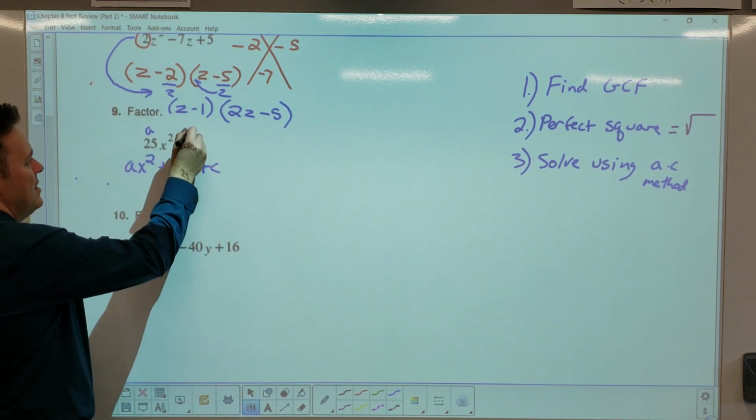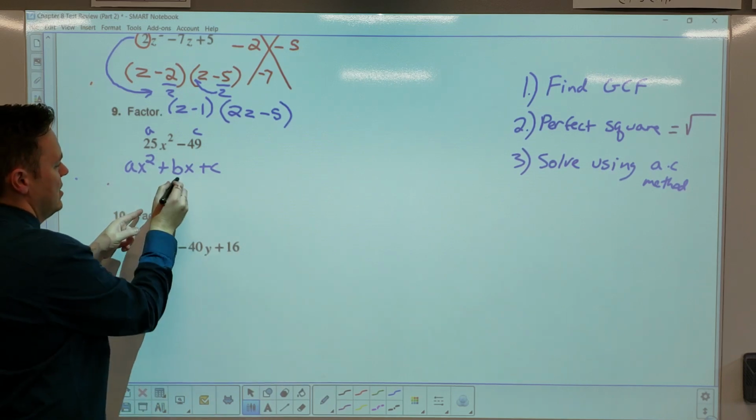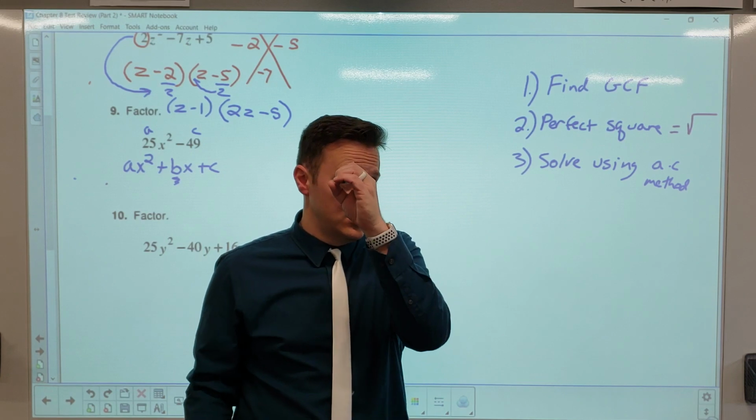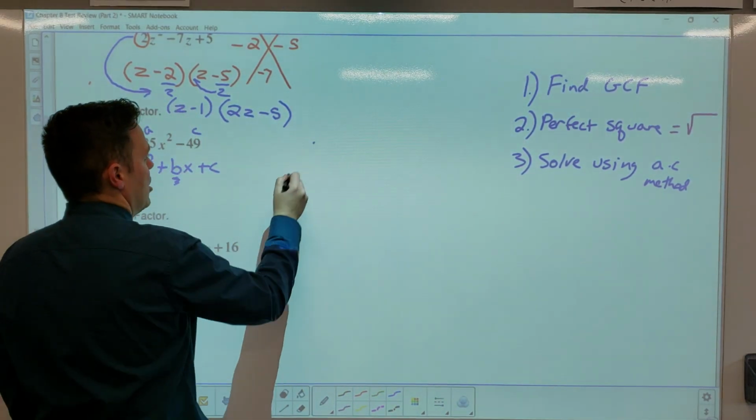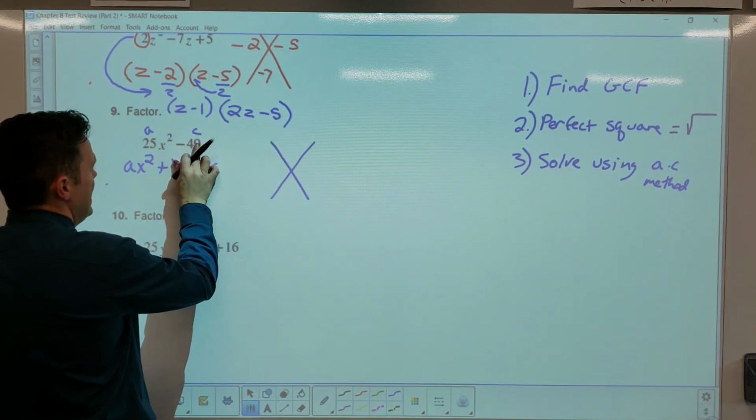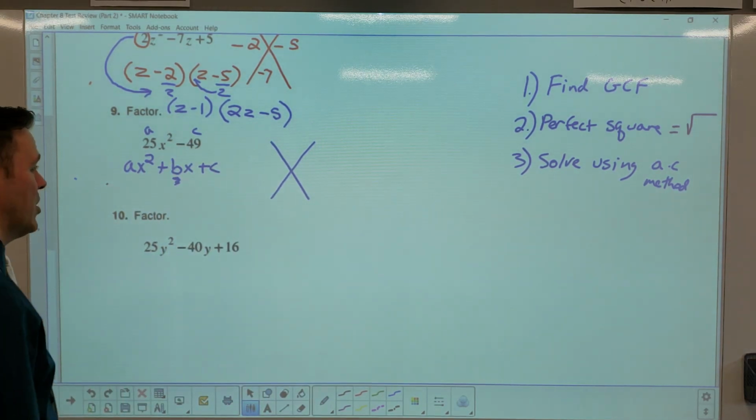This is my a, this is my c. What are we missing? We're missing the b. So technically the b is gone, the b is a 0. So some of you might be able to go like this and say, okay, what number goes on top? Would be a times c, right? It's a very big number.